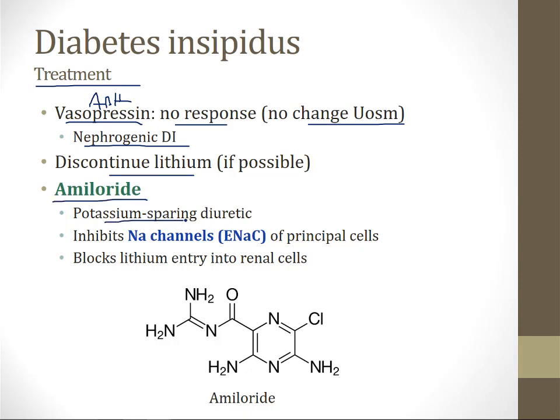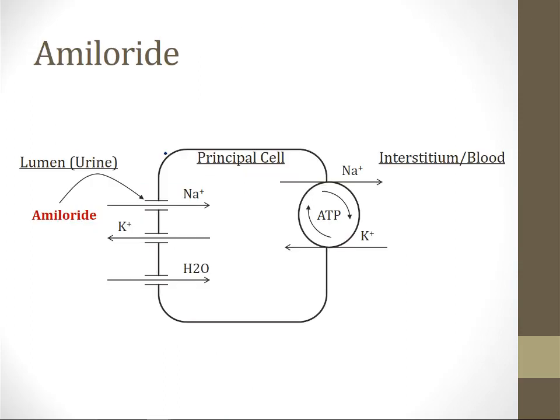Amiloride is a potassium-sparing diuretic, and it inhibits sodium channels in principal cells in the collecting duct called ENaC channels. And when these channels are inhibited, lithium entry into kidney cells is blocked, so the drug is not able to cause toxicity. Shown on this slide is a drawing from our video on nephron physiology in the renal section. In that video, I talk about the principal cells of the collecting duct. Those cells have a sodium channel called the ENaC sodium channel, which reabsorbs sodium from the urine, in other words, from the lumen of the nephron, and it brings the sodium inside the principal cell.